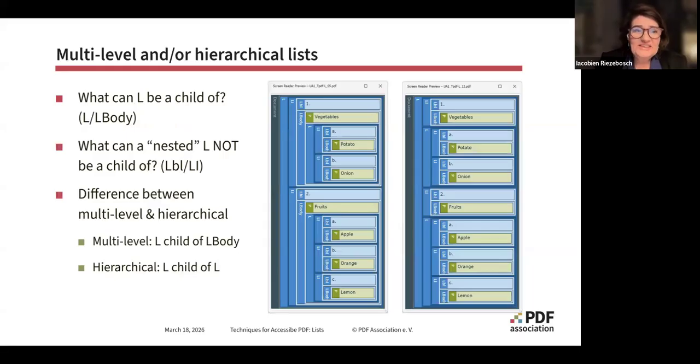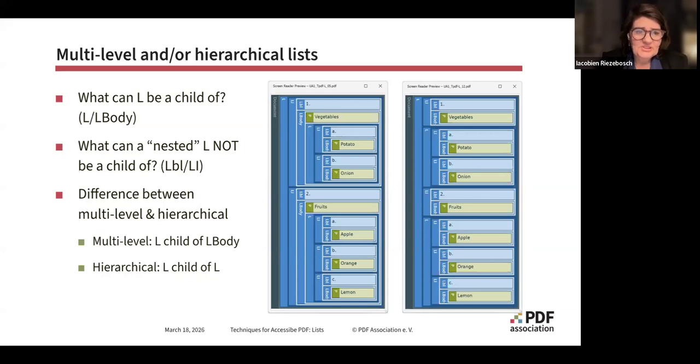So what can L be a child of? Of L or L body? And a nested L cannot be a child of label or list item.